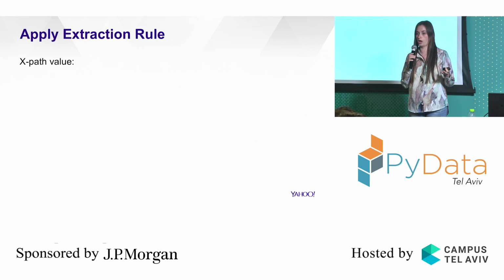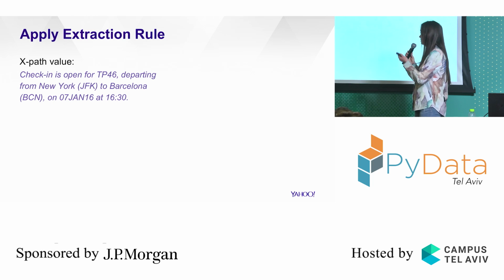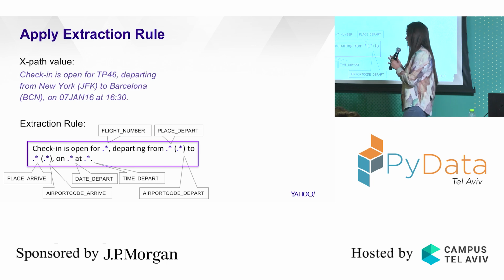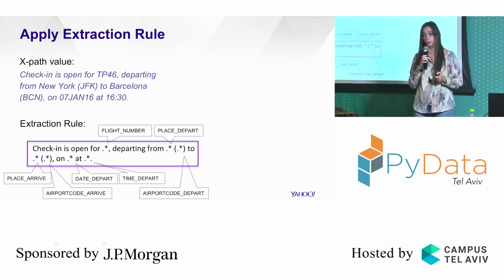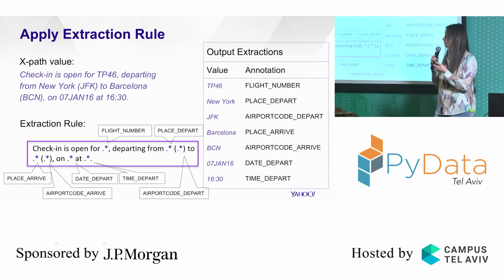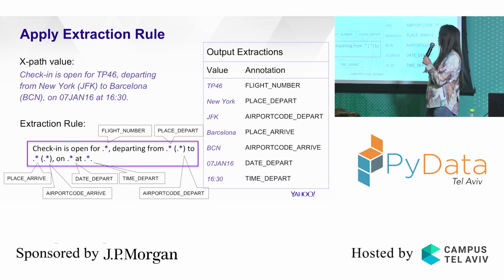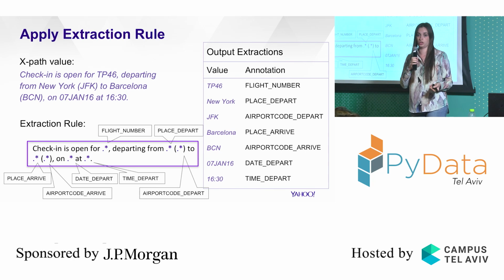Okay, so now we know how to generate the extraction rule, and we received a new message, and the XPath value is as follows. And the extraction rule is like we built before, but now we replaced the annotations with contextual annotations. And the extractions we will receive for this new value that we got are like New York, associated with place depart, BCN with airport arrive, and all those values are extracted from this XPath using the extraction rule we just generated.